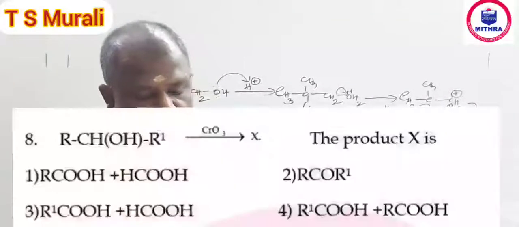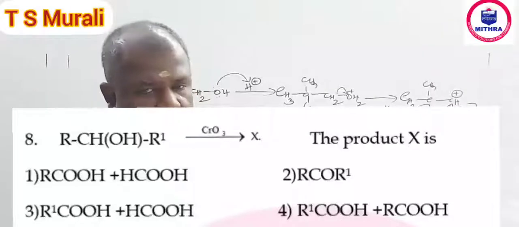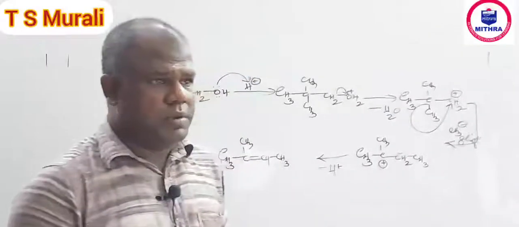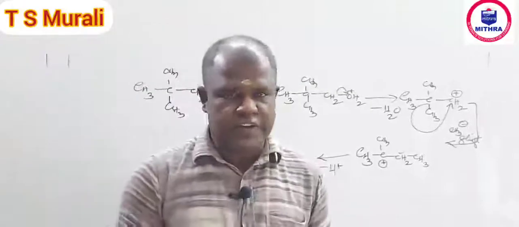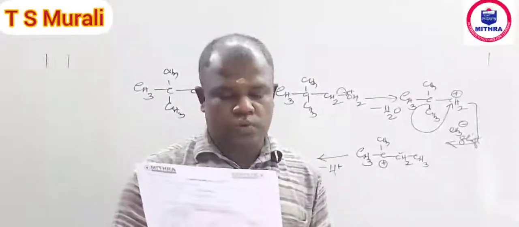Question number 8. A secondary alcohol is given, and CrO3 is an oxidizing agent. Secondary alcohol, when oxidized, gives a ketone. CrO3 is an oxidizing agent because chromium is in the highest oxidation number, +6. That is the reason. Ketone is option 2.